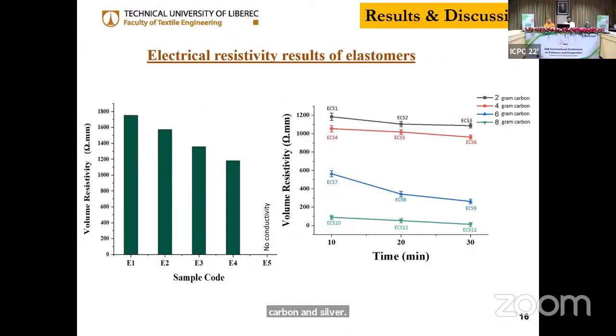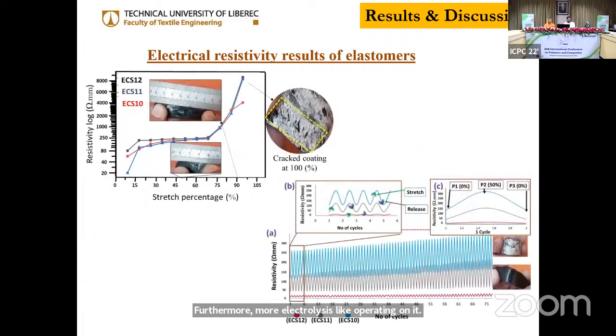We checked their electrical resistivity, and we can see that as we increase the concentration of carbon particles, the electrical resistivity decreases. Furthermore, with more silver electroplating, the resistivity decreased even more. As I already told you, these electrodes will be used with the TENS machine. So we tested them at different stretch percentages and checked their electrical resistivity. We can see that they can easily withstand up to 75% stretch, and after 75% stretch there was a tremendous change in electrical resistivity.